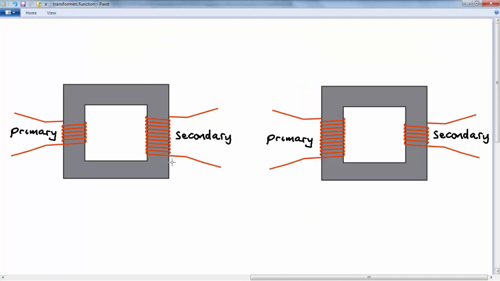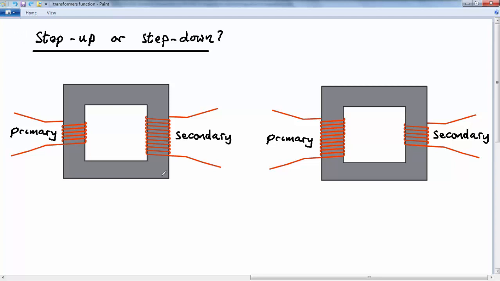Okay, just to finish off with, we're going to introduce the concept of a step up or step down transformer. In a step up transformer, the output voltage is larger than the input voltage. In a step down transformer, the output voltage is less than the input voltage. And this all depends upon the number of turns in the coil.